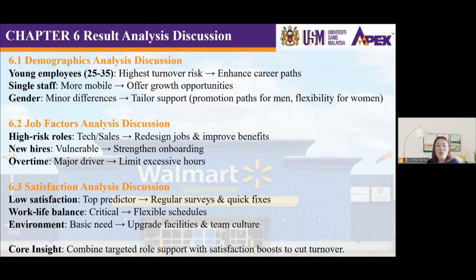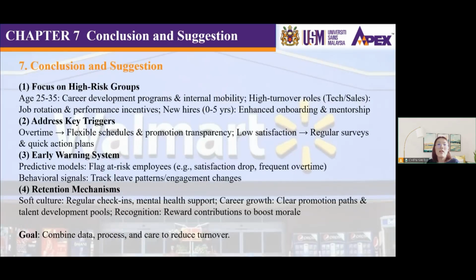And the last chapter is the conclusion and suggestion. I divide it into 4 points, and I introduce them one by one. The first one is to focus on high-risk groups. For age 25 to 35, career development programs; and for the higher turnover roles, the technicians and sales, we should do some performance incentives. And for new hires, we should enhance onboarding and mentorship.